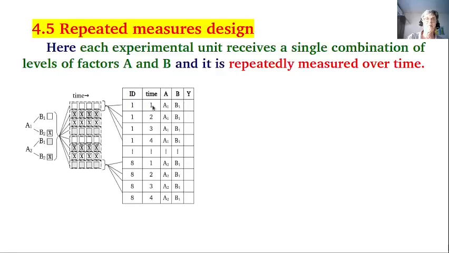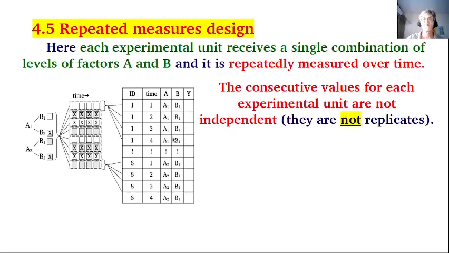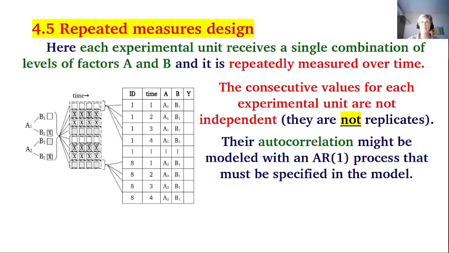These are the time periods in which we measure this experimental unit, to which we applied the levels A1 and B1, so we need to specify them, and here are the values of the response variable for this experimental unit at each instance of time. So the consecutive values measured for each experimental unit are not independent. Of course, this means that they are not replicates, and we would need to model their eventual autocorrelation.